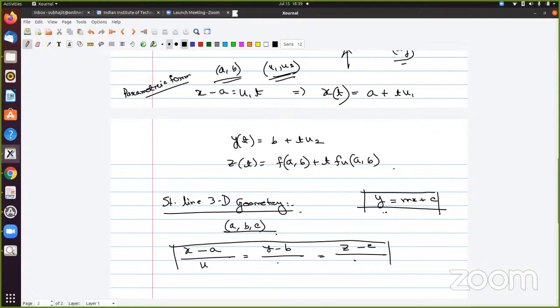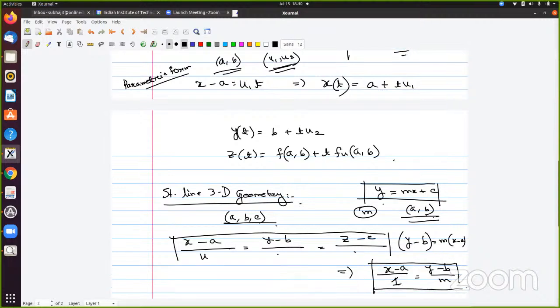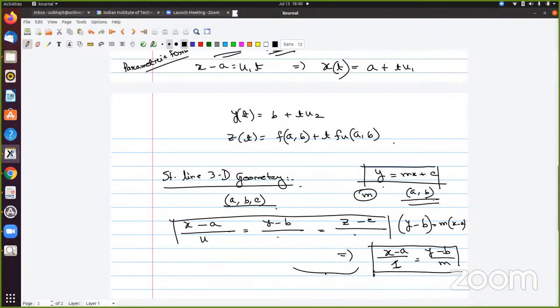So suppose in 2D you have a point, and I want you to find the equation of a straight line passing through this point. Then what will you write? Slope is m. Then it is y minus b equal to m into x minus a. So basically you are writing it like x minus a by 1, y minus b by m. This is also a form which we can talk about. Now, can you see the similarity here?